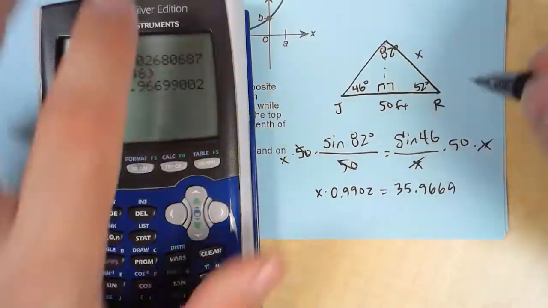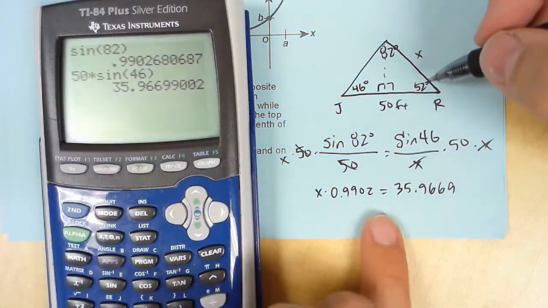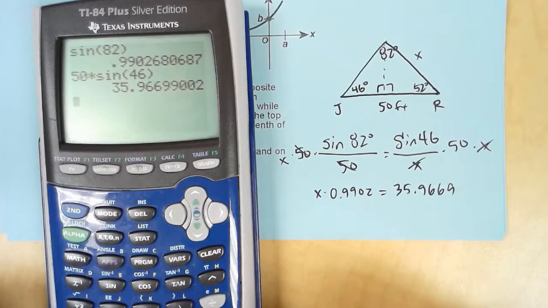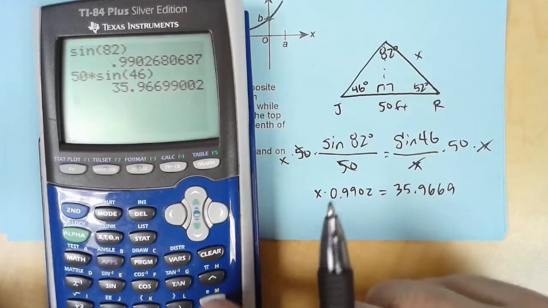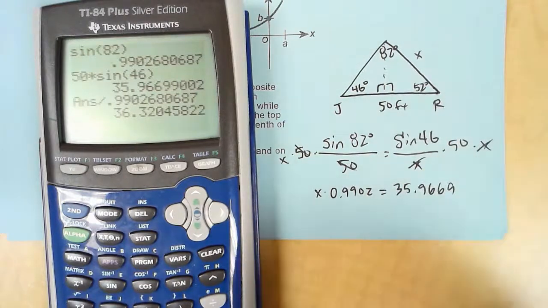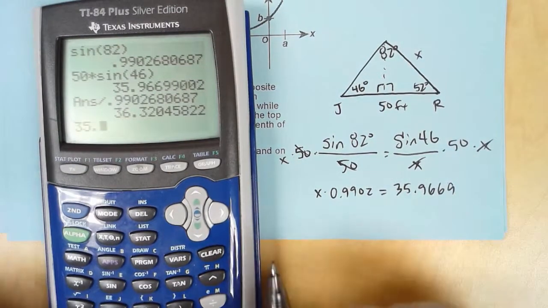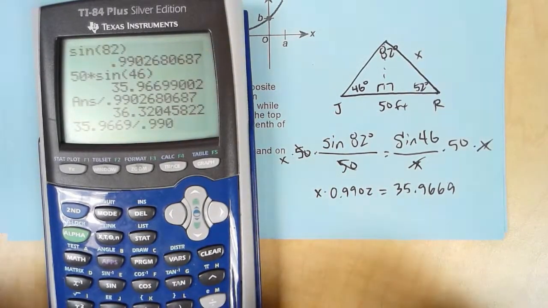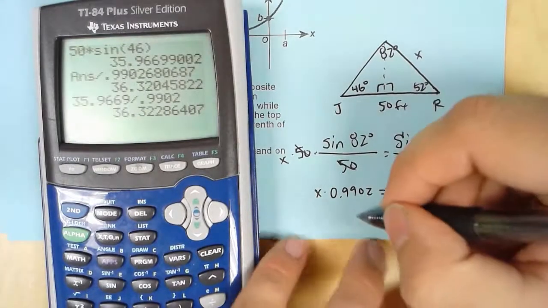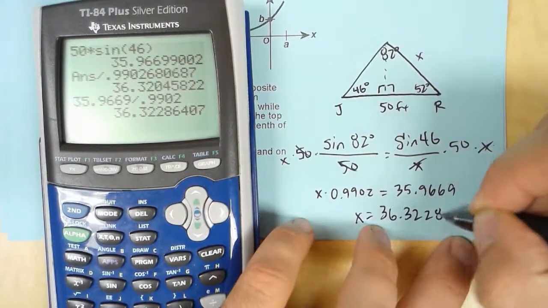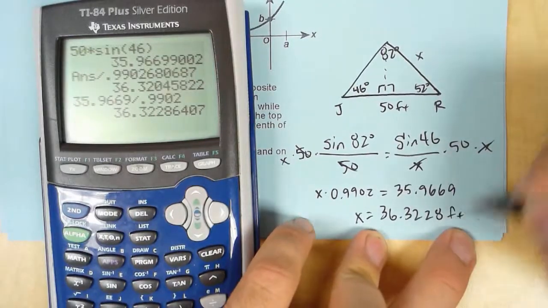To get x by itself, to find this missing side length, we need to divide both sides by that 0.99 thing. So the 35 point whatever divided by, my answer says, wait a second. No, that's right. Let's make sure. 35.9669 divided by 0.9902. Yep, so x equals 36.3228 feet, which are the units we're dealing with right now.